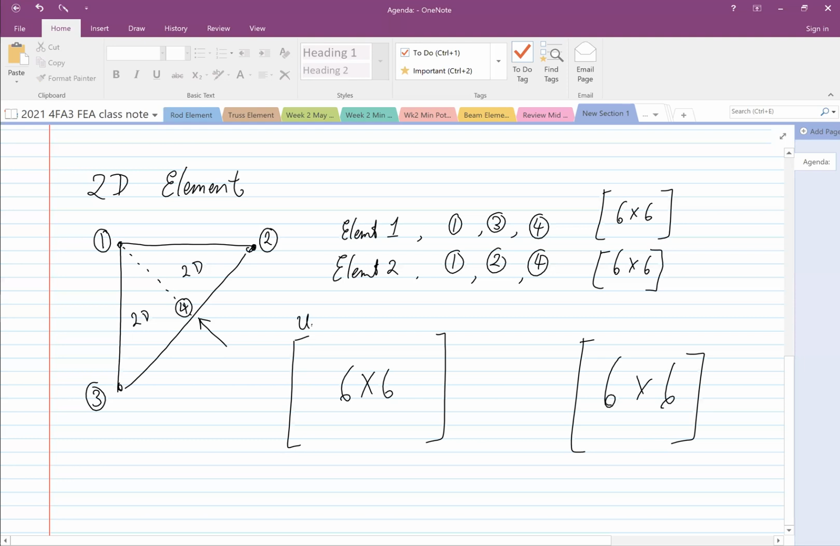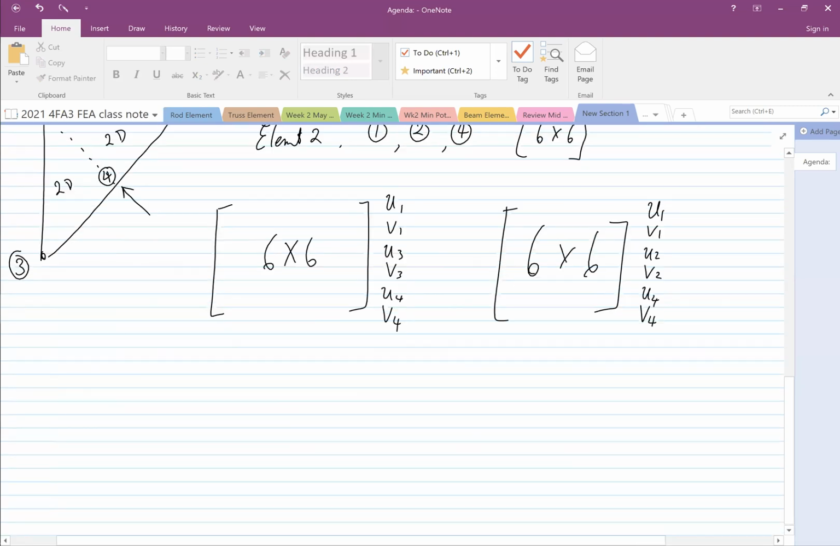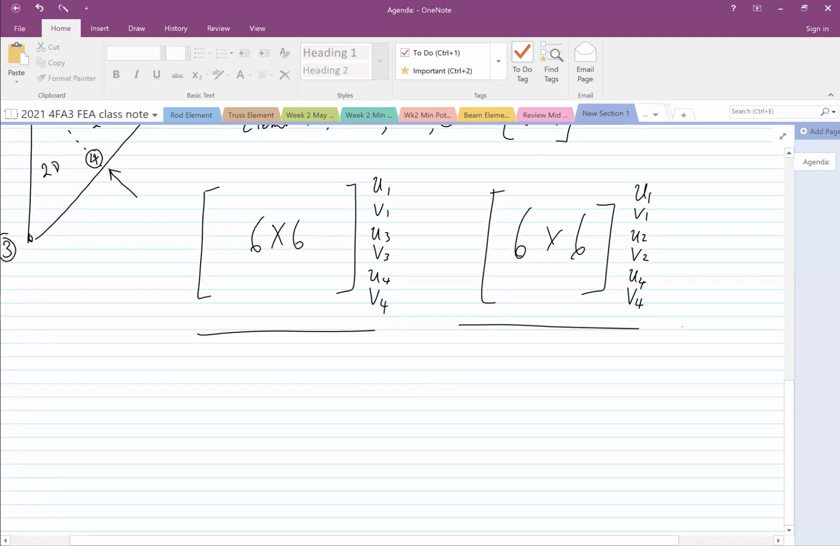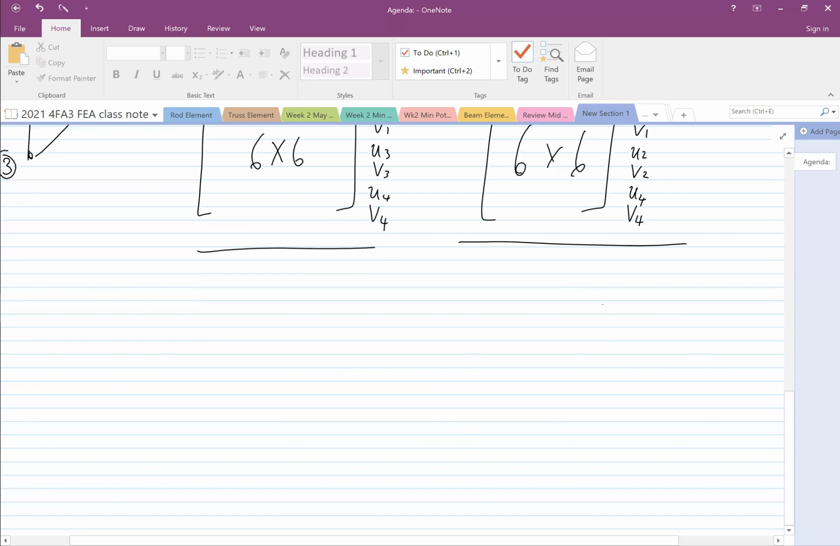It's U1 V1, and then U3 V3, and then U4 V4. Right, and then right here is U1 V1, U2 V2, and then U4 V4. And then you have two small matrices, and you go and build a big one.